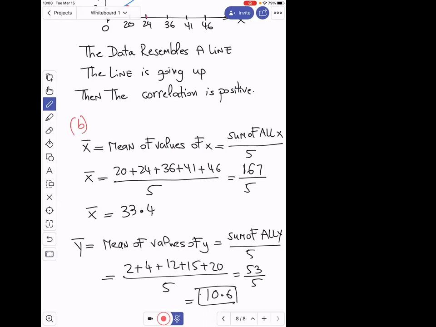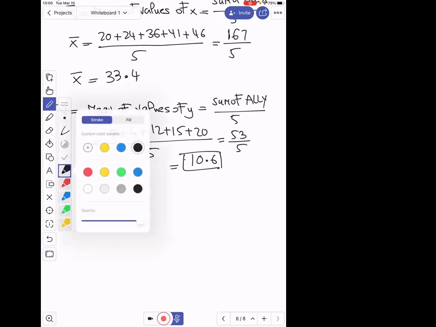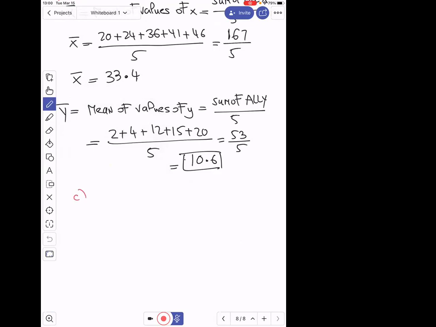All right, guys. Now you need to compute the R, right? This is where things get a little bit complicated. So in C, just take your time with the R. I know it's a lot, but the formula is a mess. It says you need to compute the sum of the x's, y's, x squared, etc. So I'm going to write down the sum of the x's. It's just 20 plus 24 plus 36, 41 plus 46. So that's 167.